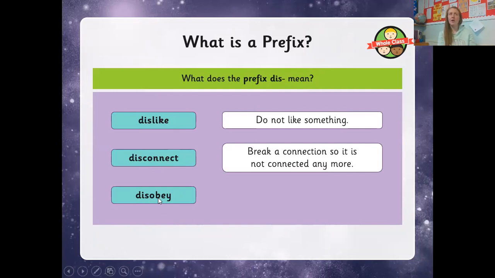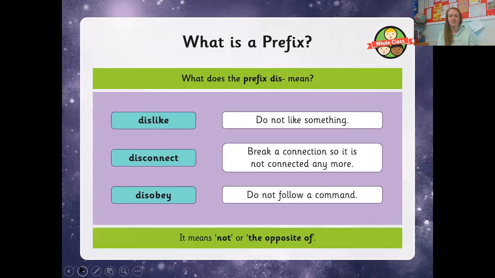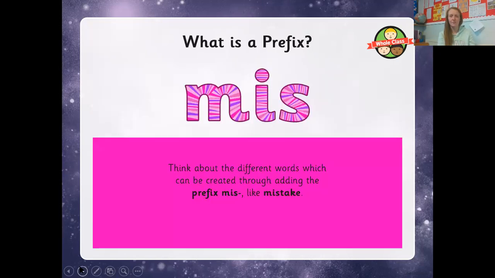Disobey. Well, if I obey someone, it means that I'm doing as they tell me to do. So if I disobey, you've got it. It means I'm not following what someone tells me to do. I'm not following a command. So the prefix dis, when it's added to a root word, is giving us the opposite negative effect. And it means not, or the opposite of. We figured that out, so that's good to know.